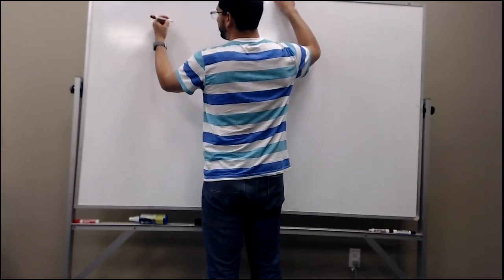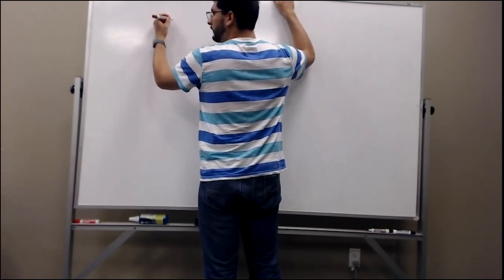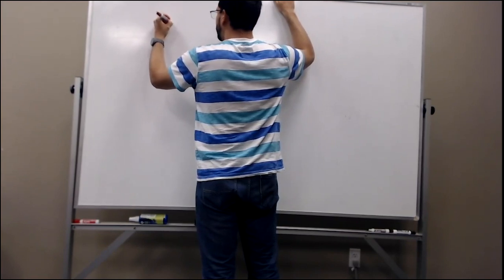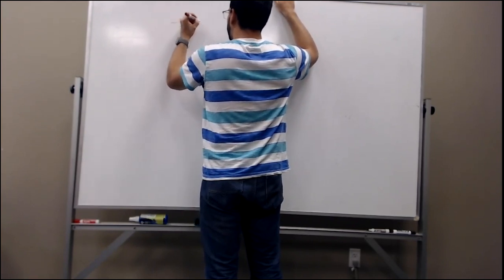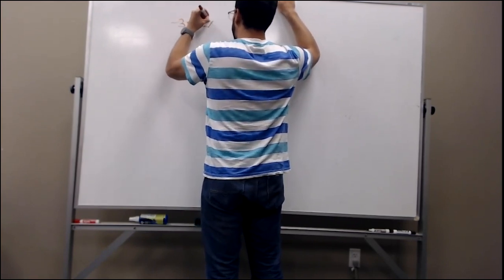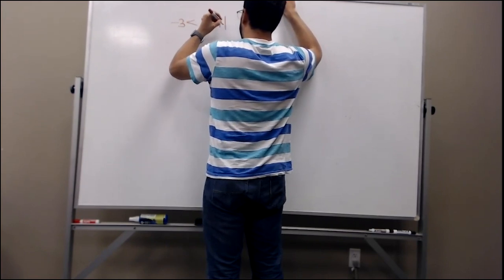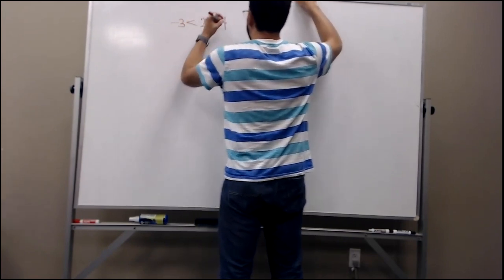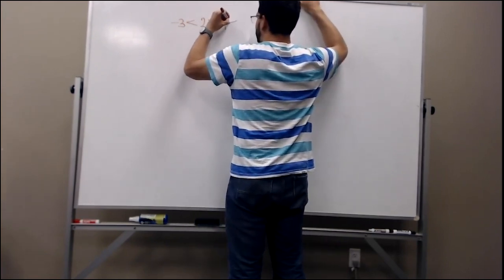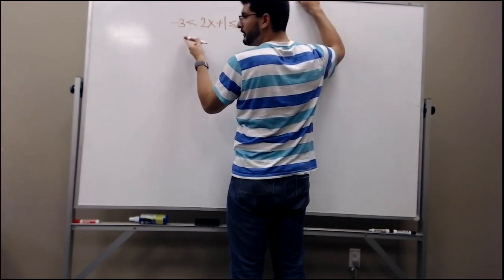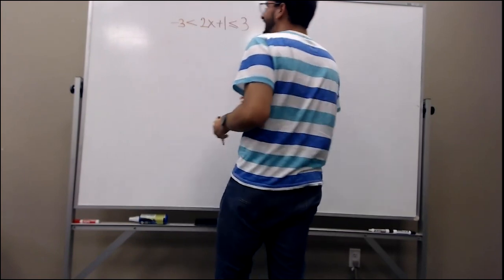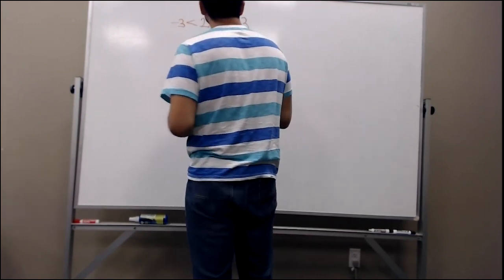It says solve and graph the solution set for this: minus 3 less than 2x plus 1 less than or equal to 3. So there are two inequalities? Yeah. Oh, wow. Okay.